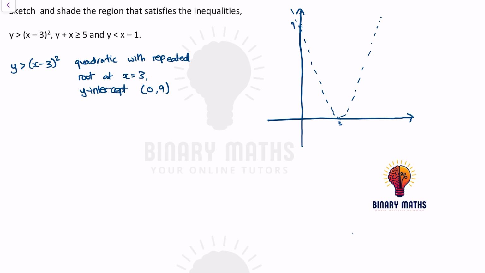Okay, again, we need to find out which part we need, the inner part or the outer part. So let's again use 0, 0. Substitute 0, 0 into y is greater than x minus 3 squared. So you get 0 is greater than 0 minus 3 squared. Is 0 greater than 9? Nope. So it's the part that doesn't include the origin. So we want this part.